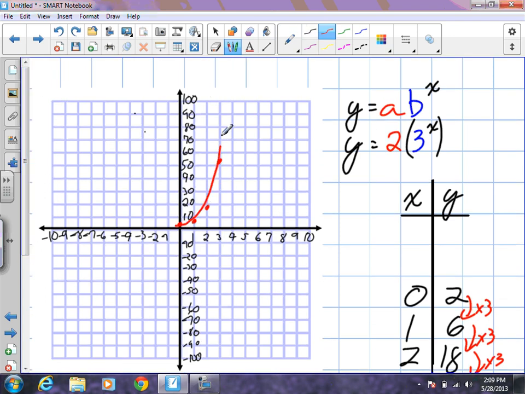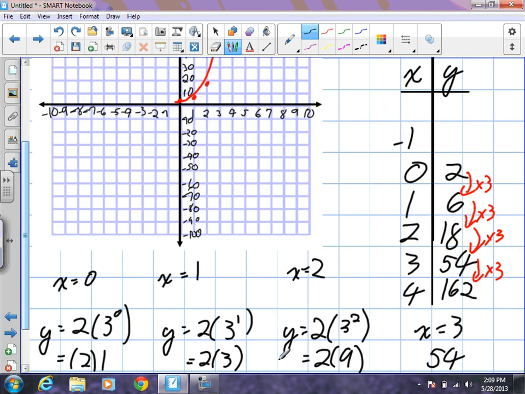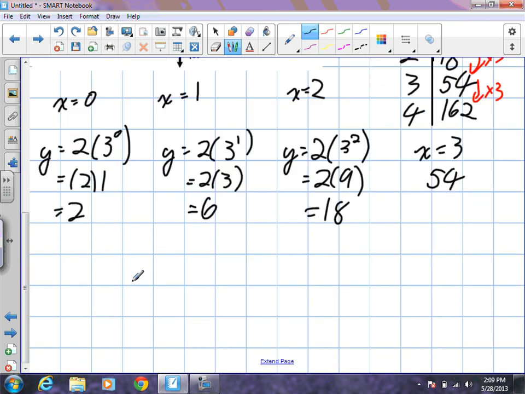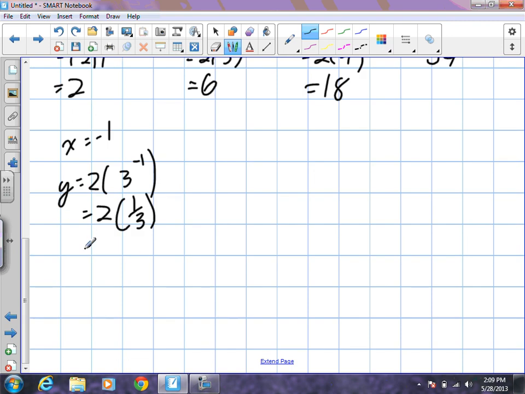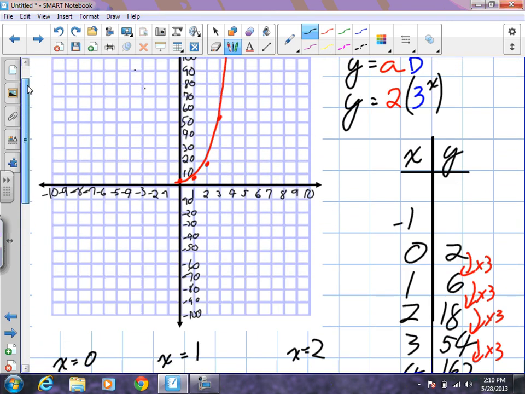Now, what I do want to show you is kind of the opposite idea. Let's go to -1 and figure out what happens here. So we'll put it into our equation. When x equals -1, we have y is equal to 2 times 3 to the -1. How can I simplify 3 to the -1? That's right, so 2 times a third. It is 2 over 3. Is that 1 or is that less than 1? That's less than 1, right? So it's not quite 0, but it is less than 1.